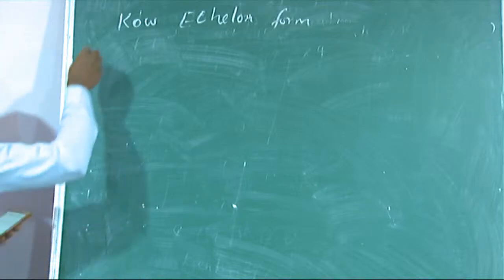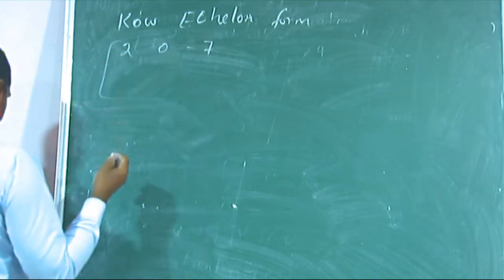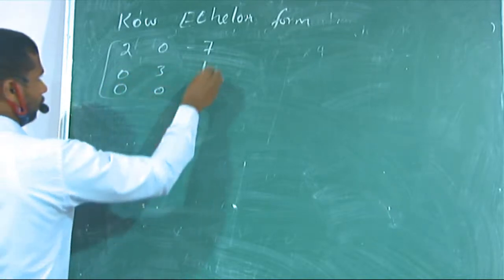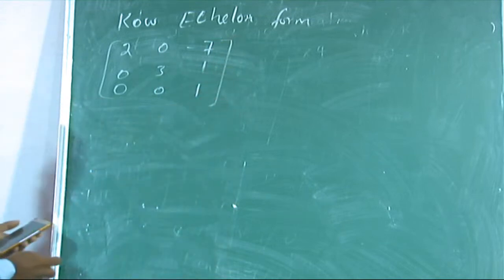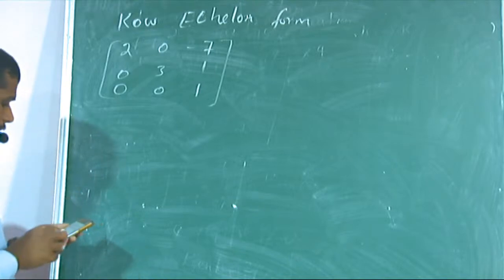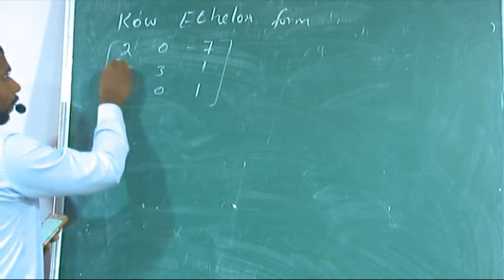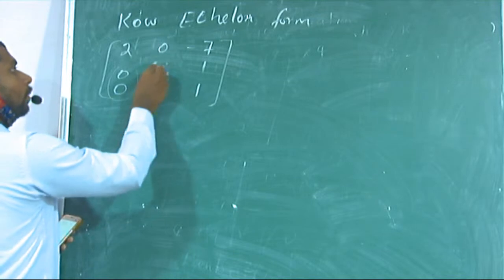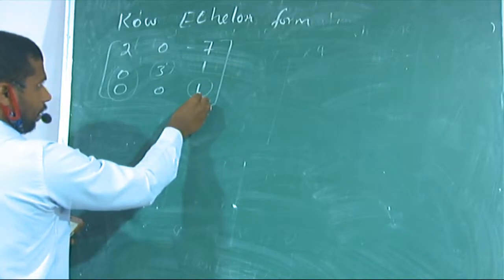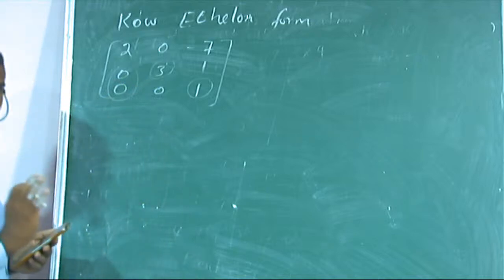First one: 2, 0, minus 7, 0, 3, 1, 0, 0, 1. Find the rank of the matrix. This is a row echelon form. Where the non-zero digit starts, 2, the terms under it are also 0. In the second row, 3 is the first non-zero digit, and under it is also 0. In the third row, 1 is there, and under it there is nothing. So this is a correct row echelon form.